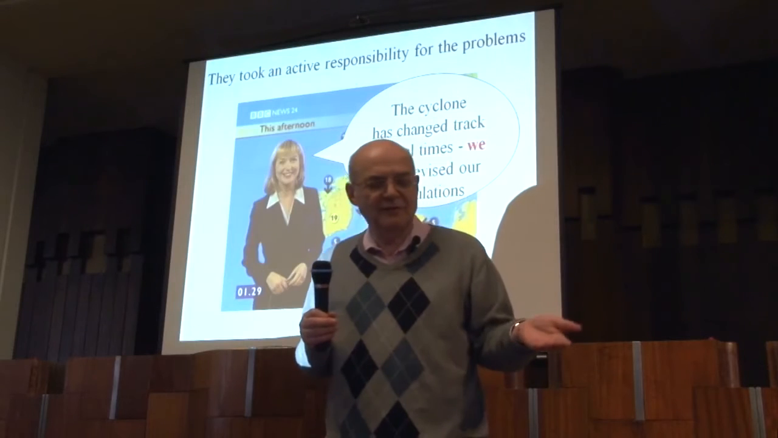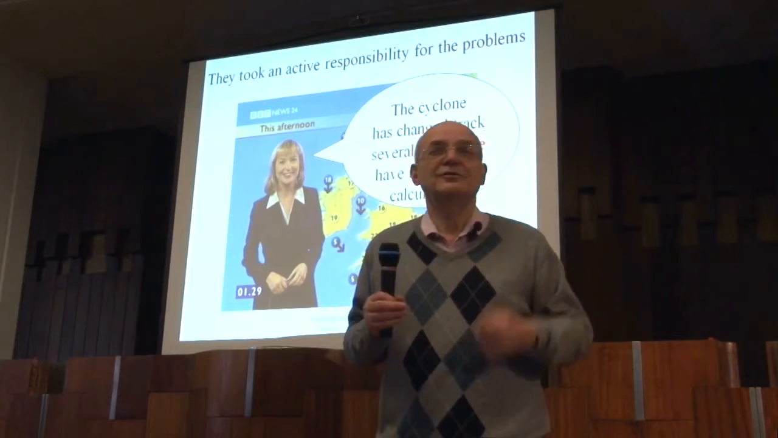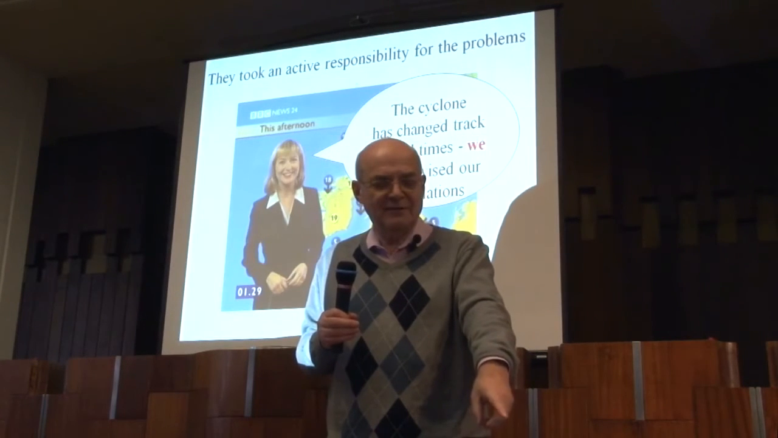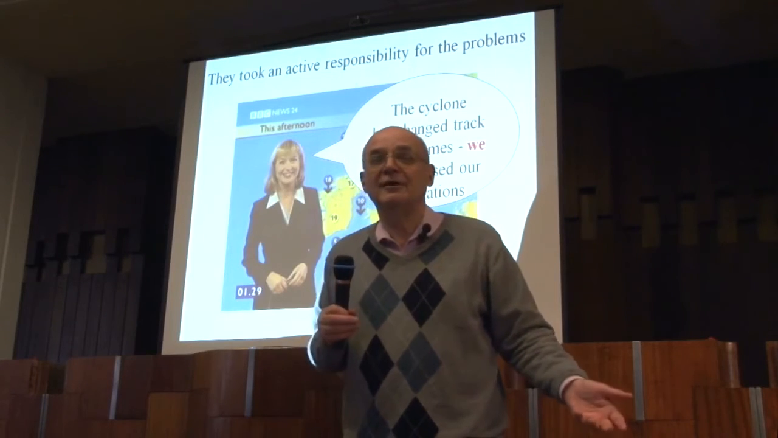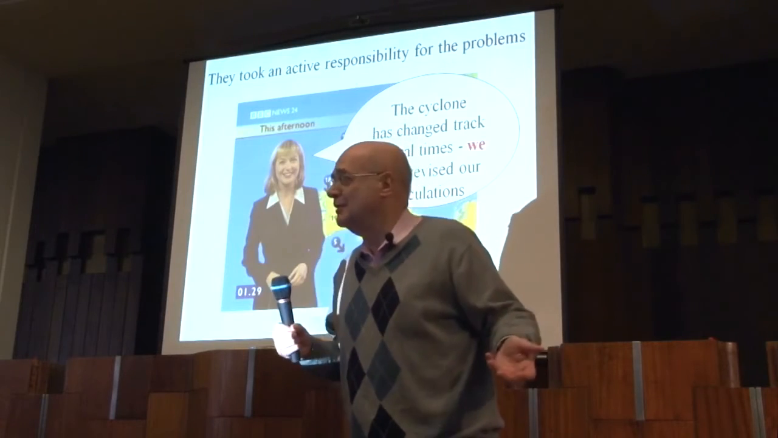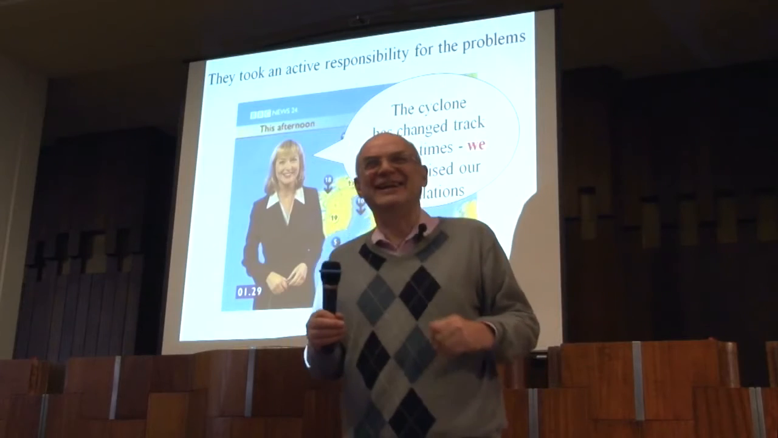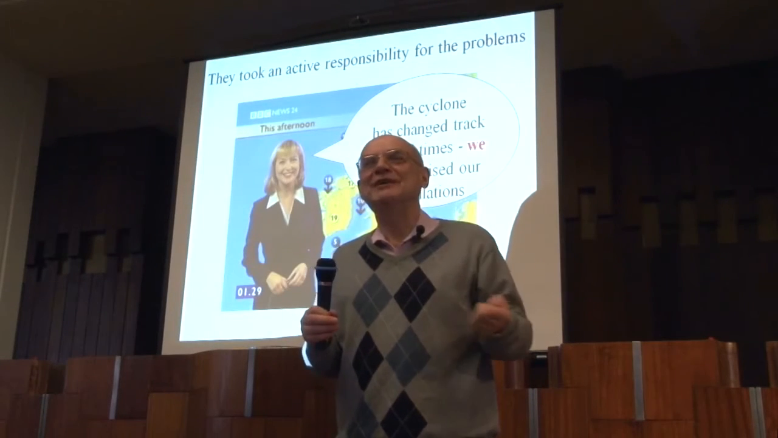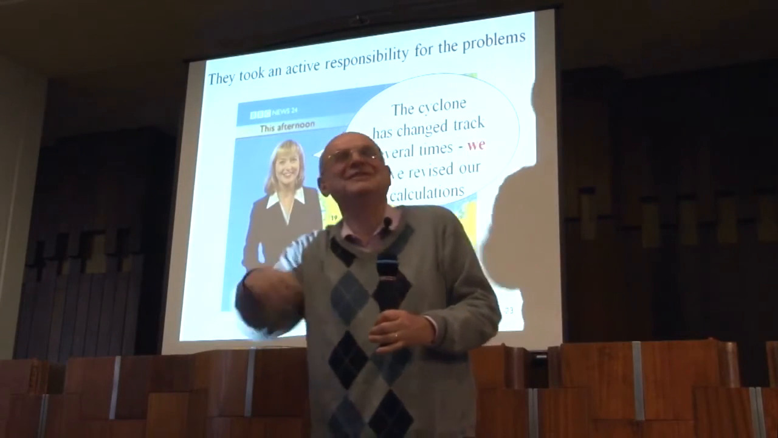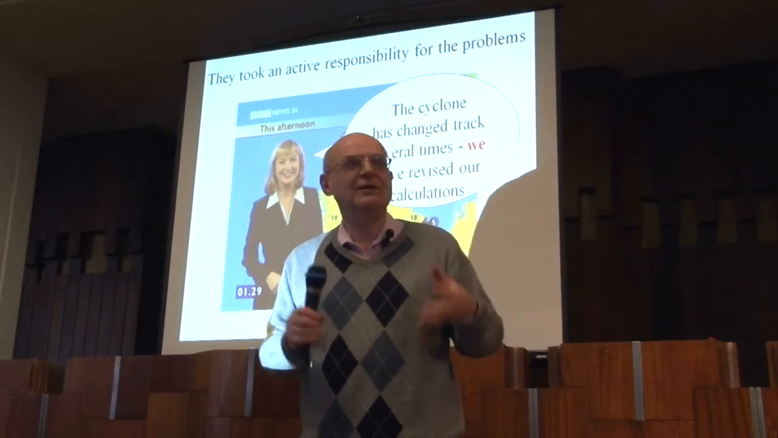So the meteorologists never blamed the computer's jumpiness. Carol Kirkwood, the chief forecaster on the BBC, said at one point that the cyclone has changed track, and we have revised our calculations, which is scientifically rubbish because the cyclone has not changed its track. And when we revise our calculation, it's not that we take up a paper and pen and start to rub out. But it doesn't matter, because it was that we are responsible.